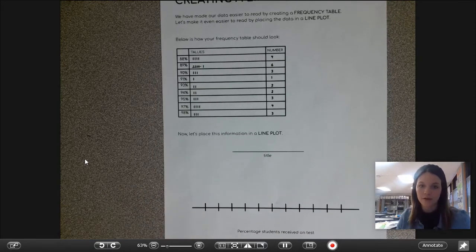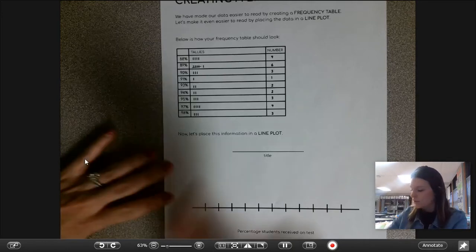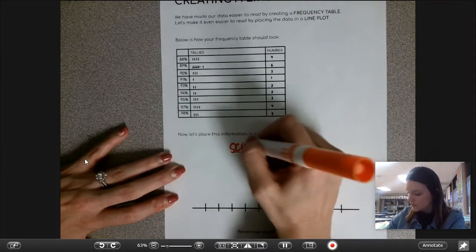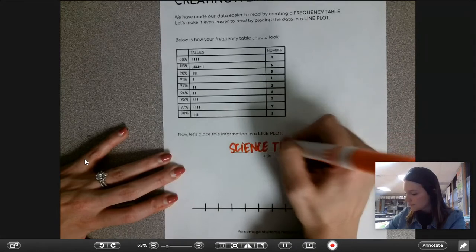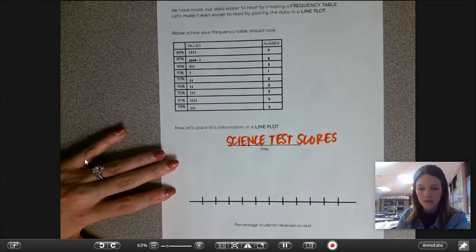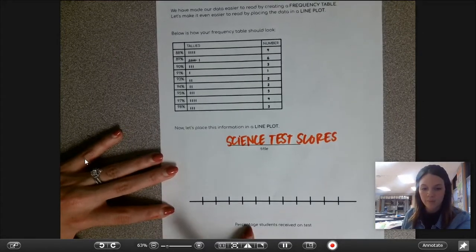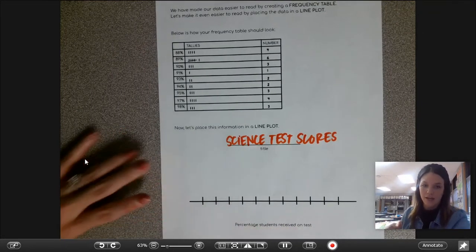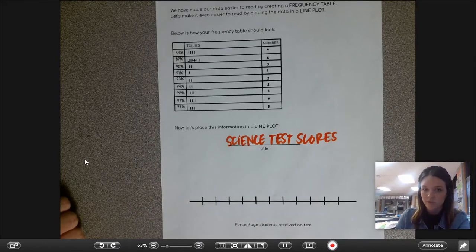Okay, now that we've created a frequency table, we're going to create a line plot. And a line plot is just an easier way to read the information so that we can see how it compares to, in this case, the percentages next to it. So before we create a line plot, we need to make a title. And I'm thinking that the title should just be Science Test Scores. You can see below, it already has been labeled percentage students received on the test. So that's where my percentages are going to go.